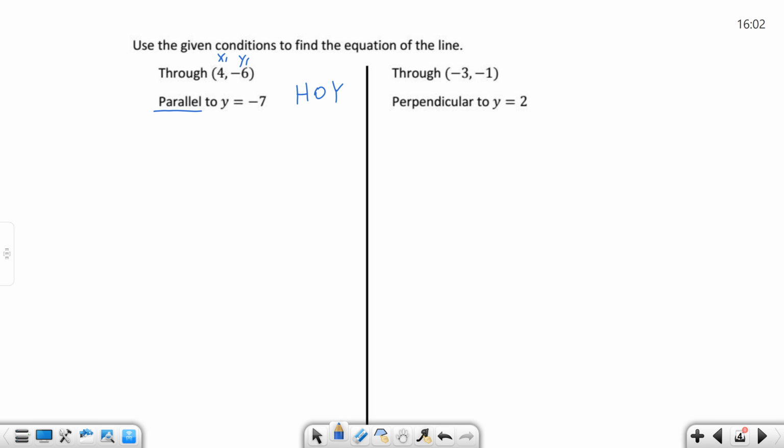So horizontal, right? If it's y equals a number, that tells me it's horizontal, which means the slope is 0. So y equals a number is this way. The y-axis is vertical, but y equals a number is horizontal. If I want to be parallel to that, what kind of line am I going to end up with? Horizontal is parallel to horizontal, right? So it's also going to be y equals.